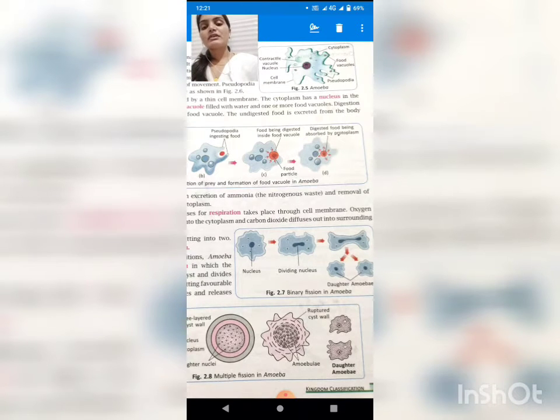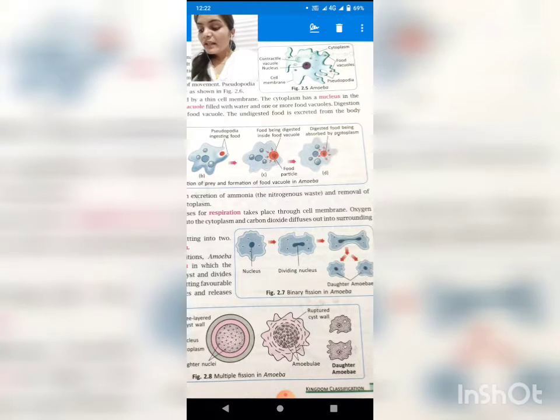For example, in figure 2.7, see how the process of binary fission takes place. The cell first divides its nucleus, and then the cytoplasm gets divided, and one cell is converted into two cells. The cells which are now formed are known as daughter cells, and the cell from which the two cells are formed is known as the mother cell.